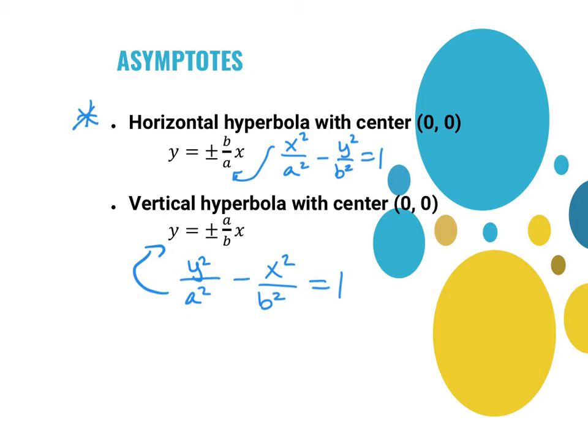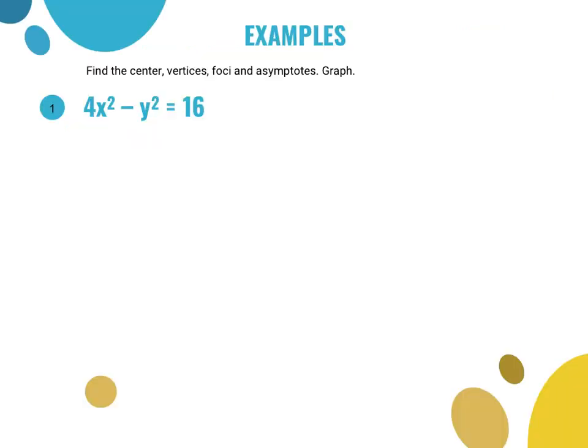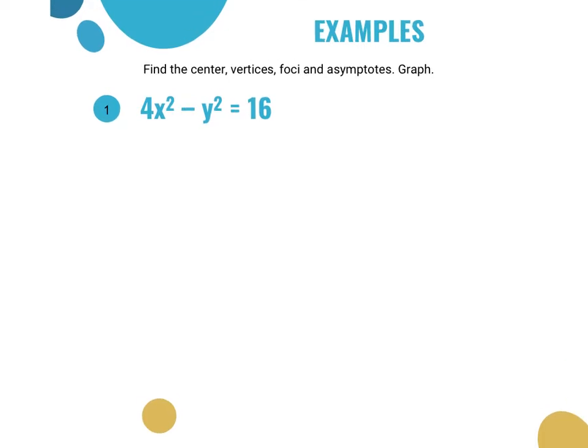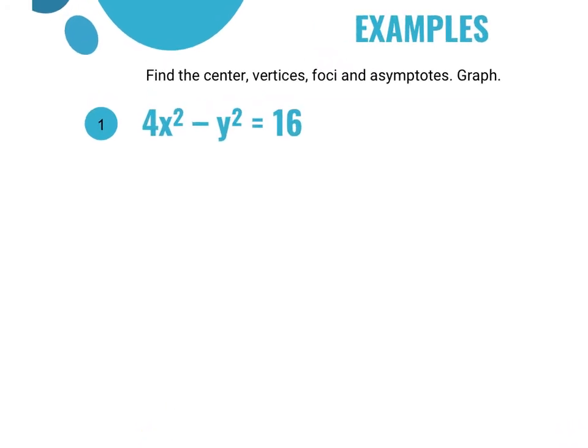Let's try some examples. Pretty good? All right, just like before, our equation has to be set equal to 1. So what I need to do here is divide everything by 16. And then I need to simplify the fractions.